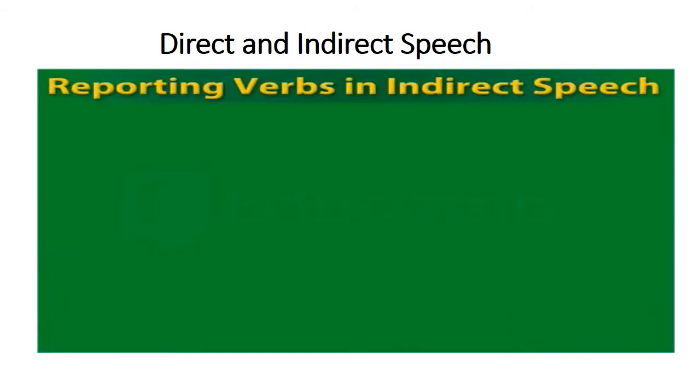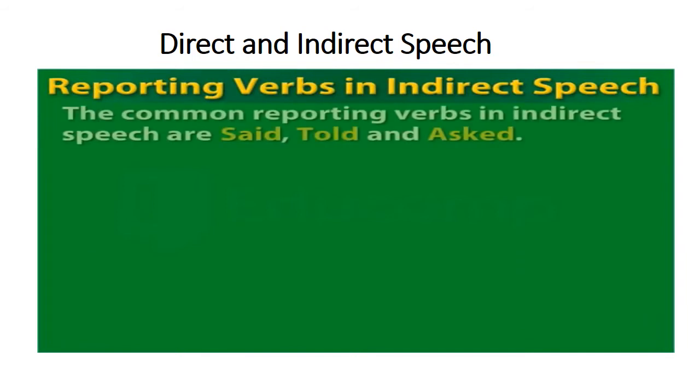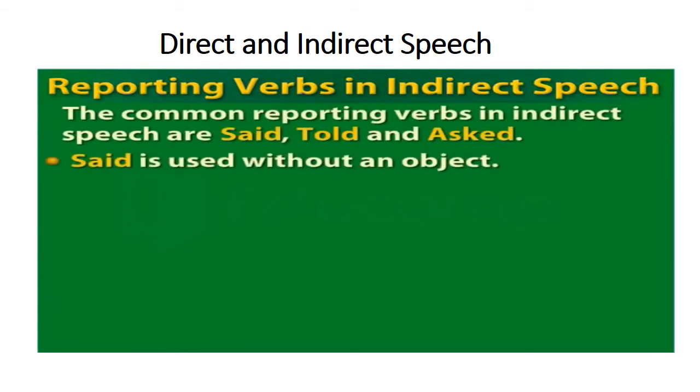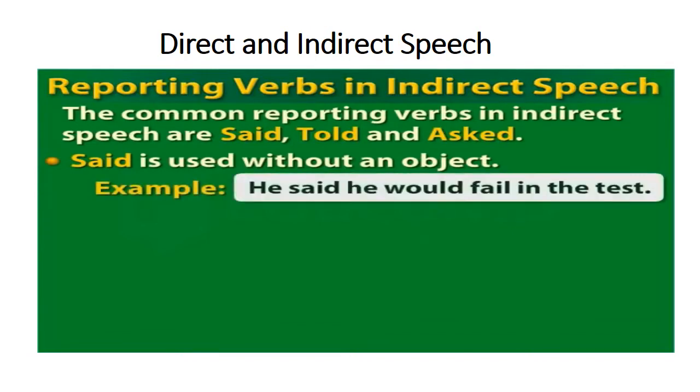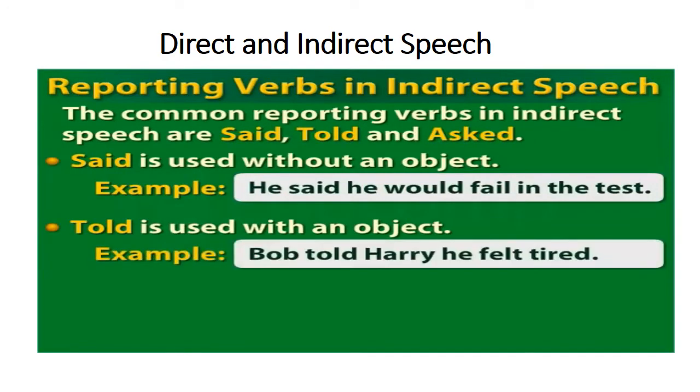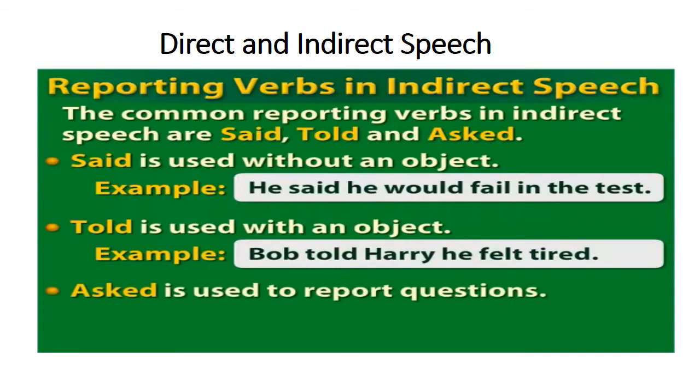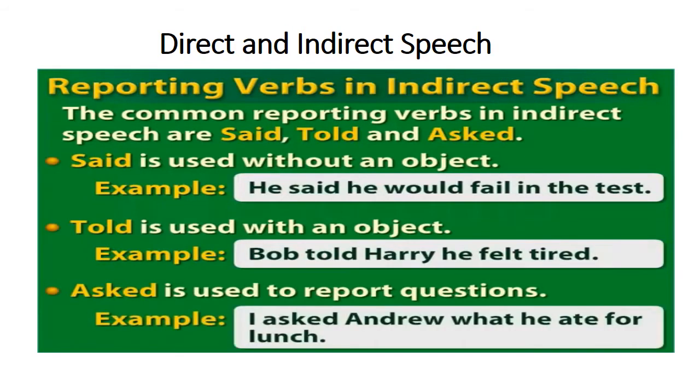Reporting verbs in indirect speech. The common reporting verbs in indirect speech are said, told, and asked. Said is used without an object. Example, he said he would fail in the test. Told is used with an object. Example, Bob told Harry he felt tired. Asked is used to report questions. Example, I asked Andrew what he ate for lunch.